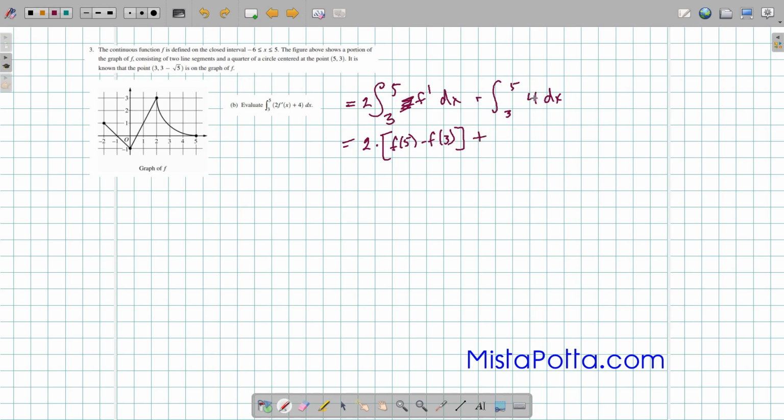And over here I've got a rectangle with a height of 4 and a base of 2, so this is just going to be 4 times 2. So now I need to figure out, okay, what is f of 5? According to my graph, f of 5 is 0. F of 3, well, luckily they told us f of 3 was this 3 minus radical 5, plus 4 times 2. And of course I can do more calculations if I want to, but this is a perfectly legitimate answer. So this is part B.